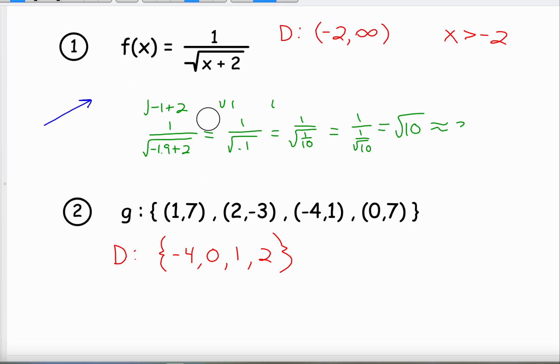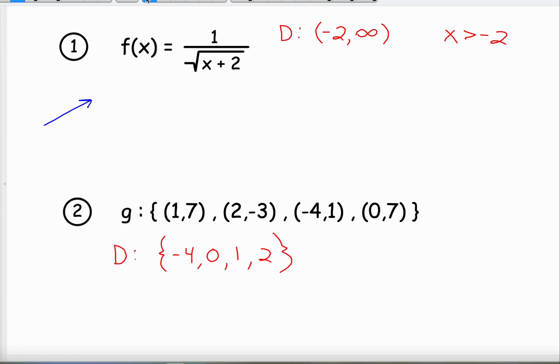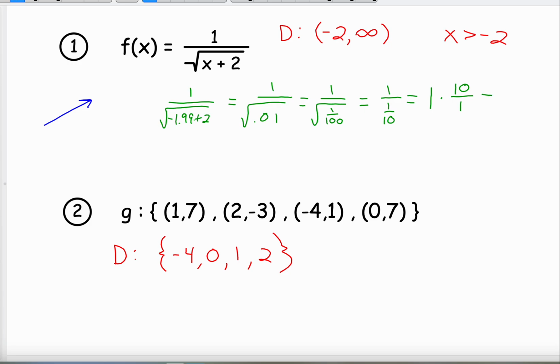Let's get, how about 1 divided by the square root of, what if I did -1.99 plus 2? Then I'd get 1 divided by the square root of 0.01. That's 1 divided by the square root of 1 over 100. But wait a minute. Square root of 1 over 100 is 1/10. 1 divided by 1/10 is the same as 1 times the reciprocal of 1/10. And I get 10. My answers seem to get bigger as the values I'm plugging in for x are getting closer and closer to -2.